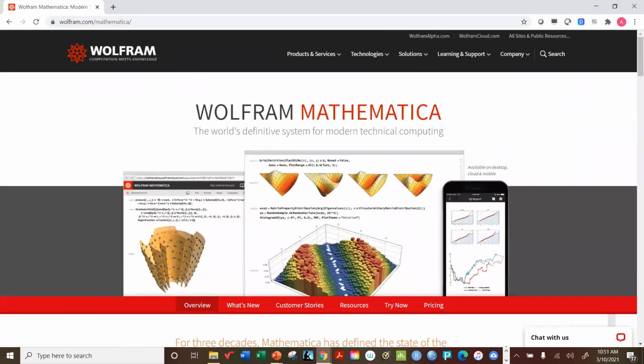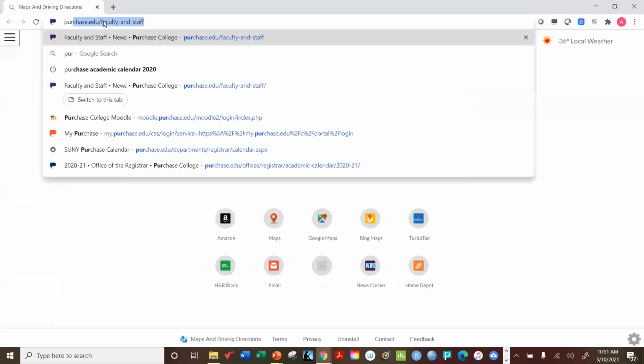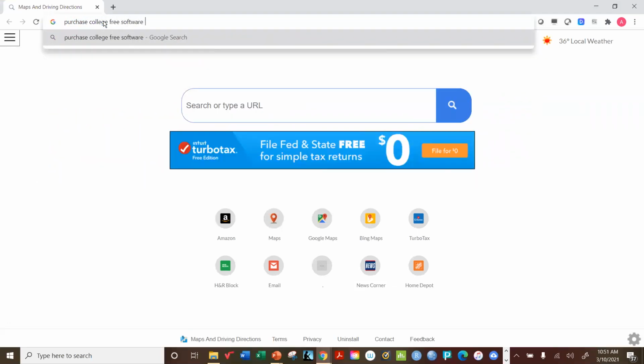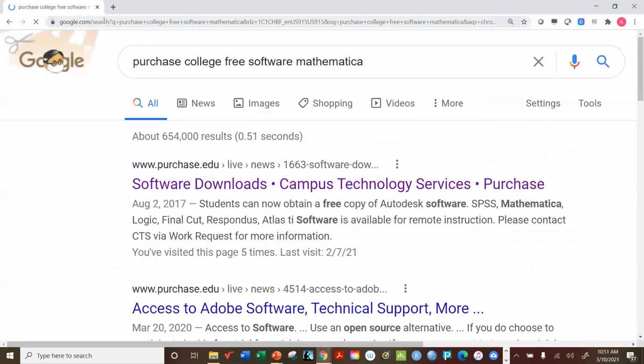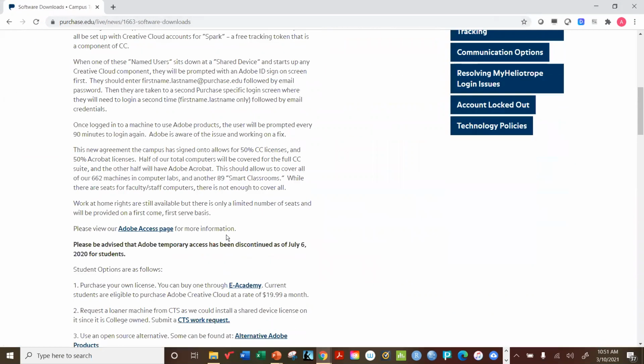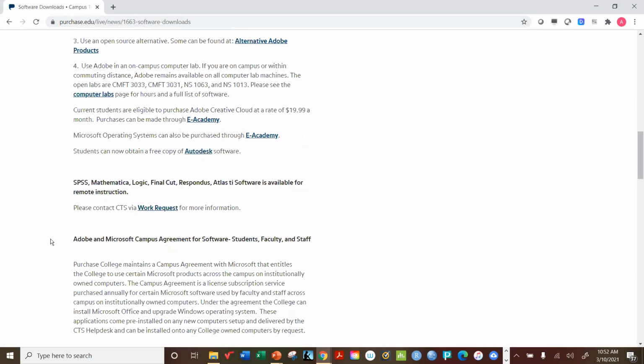Let's find out what they have. Every college has Microsoft Office. Let's find out. They have, oh my God, I am so impressed. They are offering here, right on this very page, you can go there and say, please give me a copy of Mathematica.